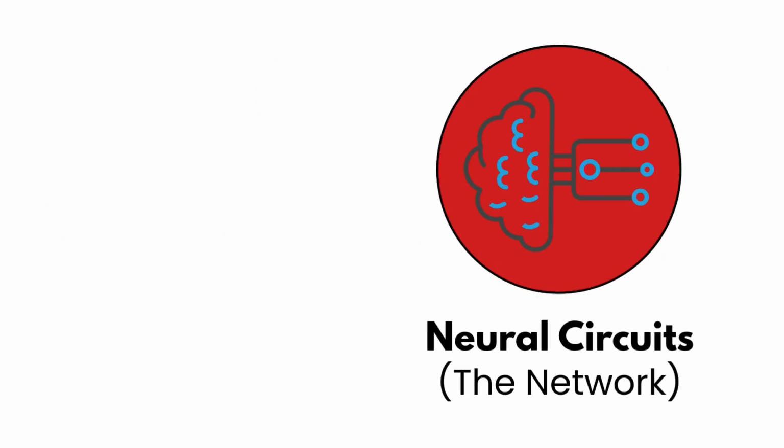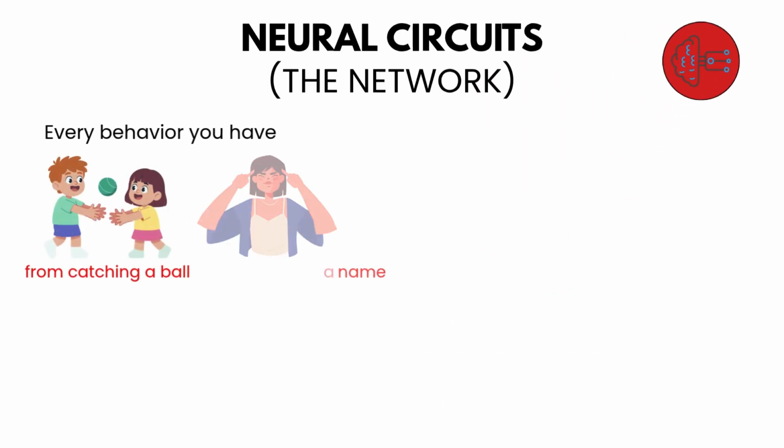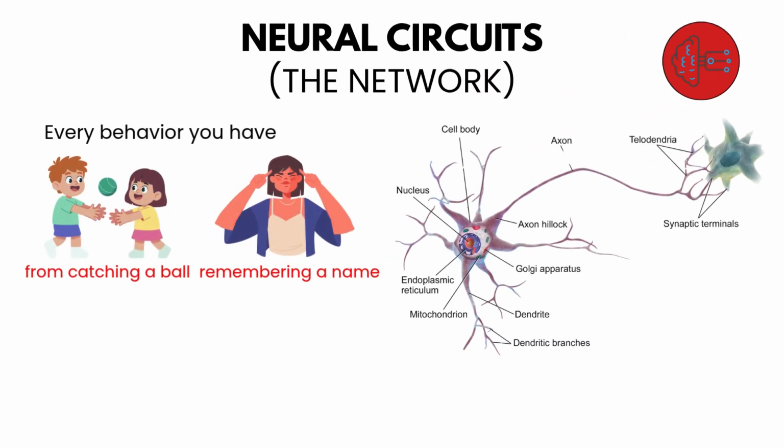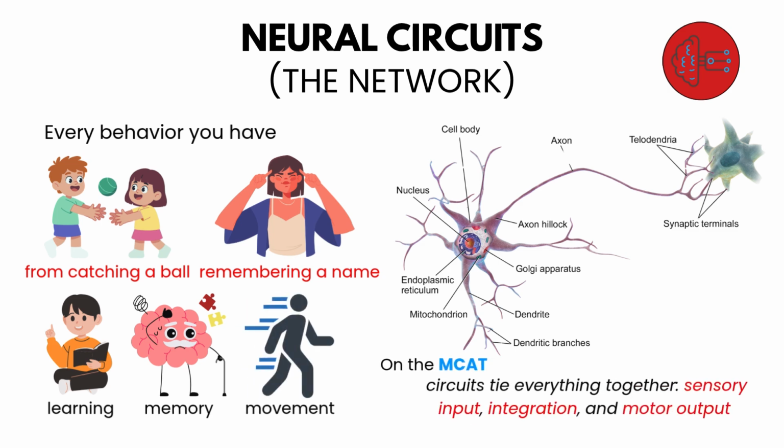Neural circuits, the network. Every behavior you have, from catching a ball to remembering a name, comes from a circuit of neurons firing together. These networks allow complex processes like learning, memory, and movement. On the MCAT, circuits tie everything together: sensory input, integration, and motor output.